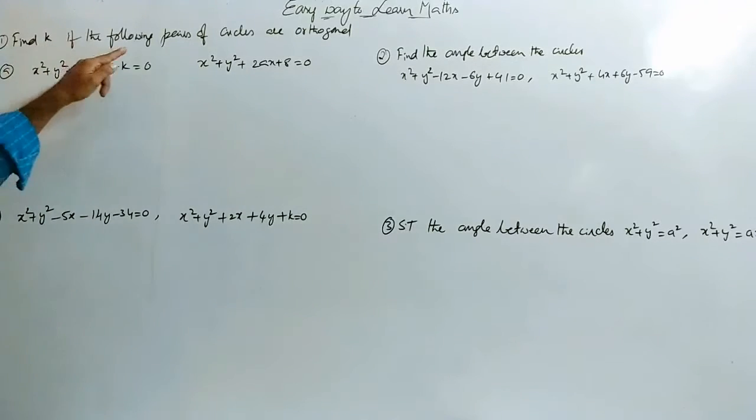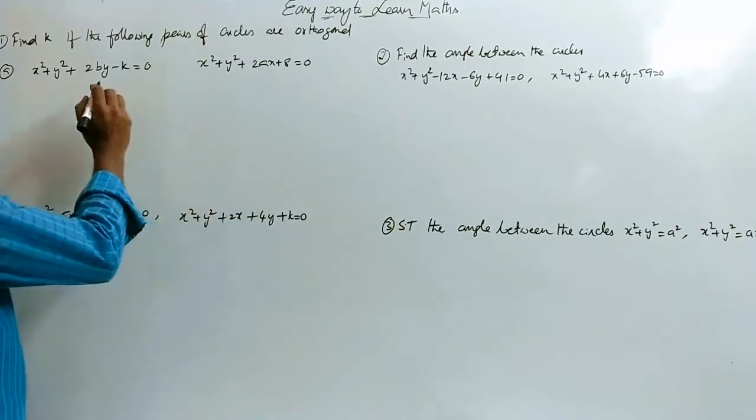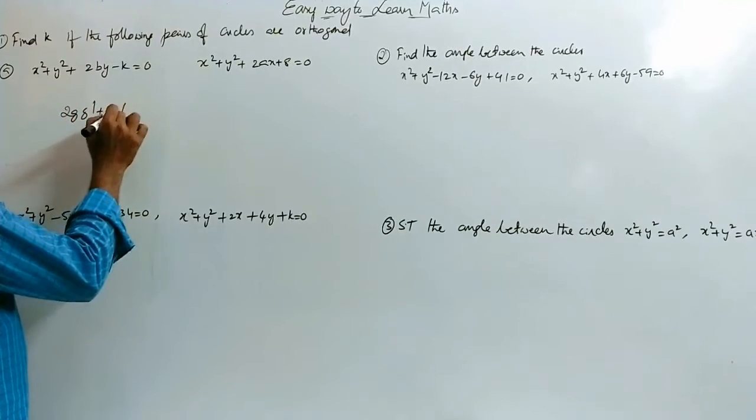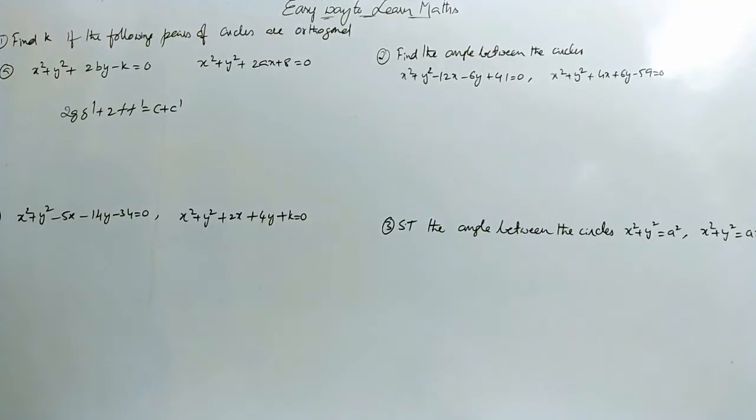Find the k if the following pairs of circles are orthogonal. Orthogonal means the angle between the two circles is 90 degrees. We know that the condition, if they are orthogonal, is that they have to satisfy 2g g dash plus 2f f dash equal to c plus c dash. Now applying this condition, let us solve for the value of k.